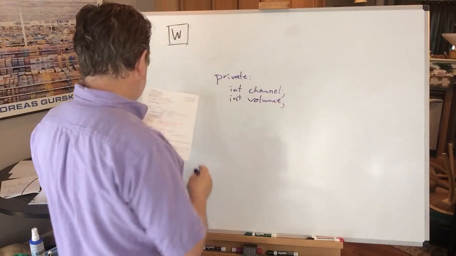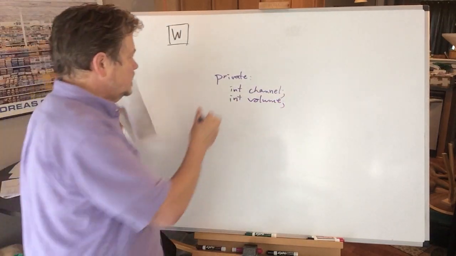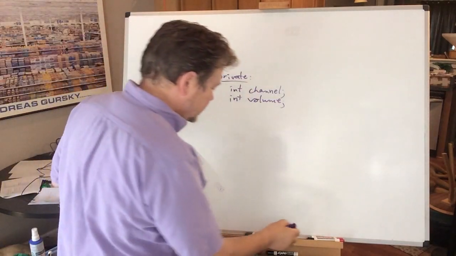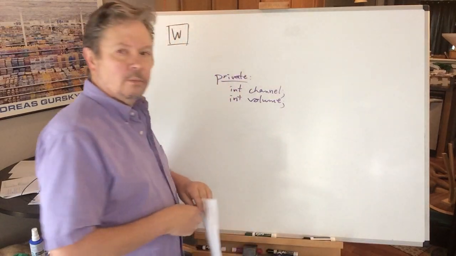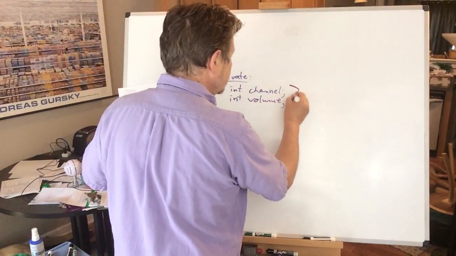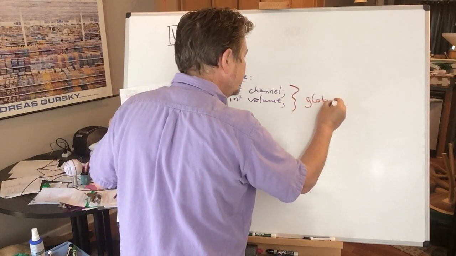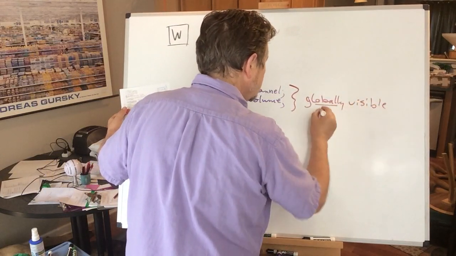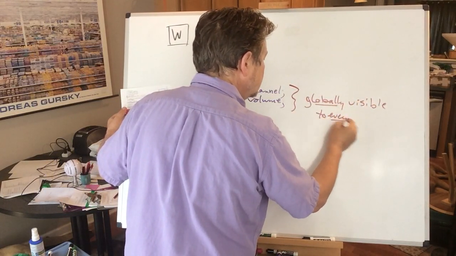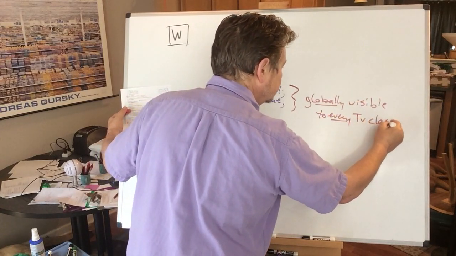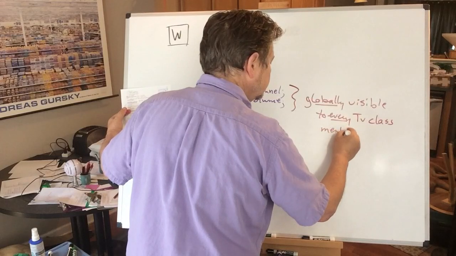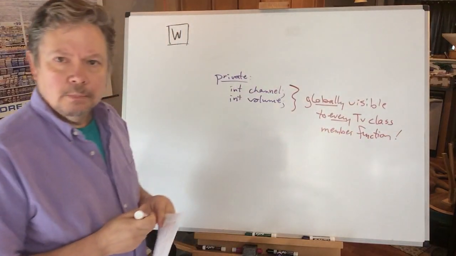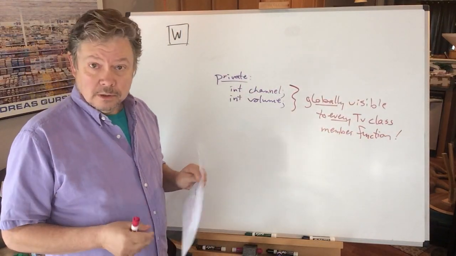Then how do we keep the main program from accessing those? This right here, the word private. That means the main program has no direct access to variable channel, no direct access to variable volume. Who can see these? These are globally visible to every TV class member function. I told you it's an exclusive club.